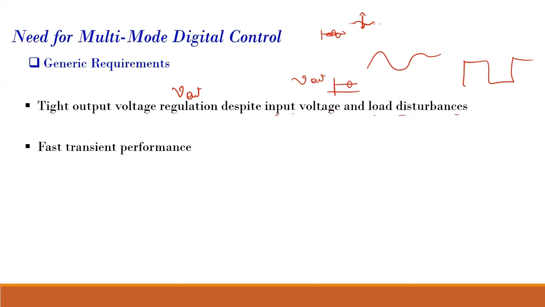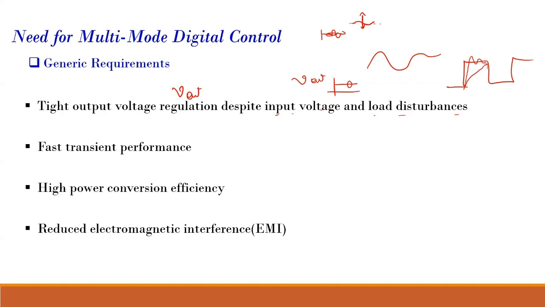It also should have fast transient performance. In case your load has increased, it should reach the new value quite fast. It should not take forever to reach the next steady state operating point. Also, the efficiency should be high, and we also want to reduce the EMI, how much EMI is being generated.